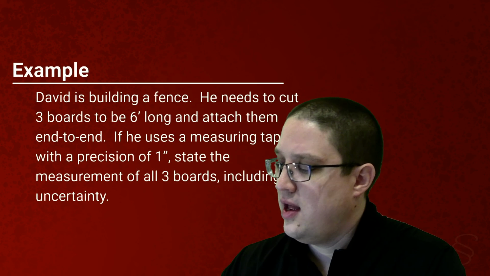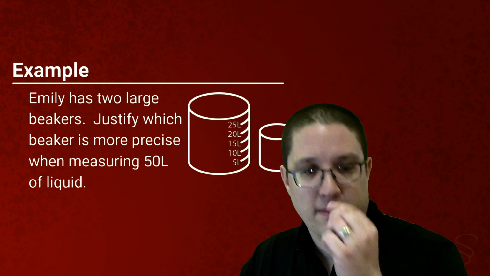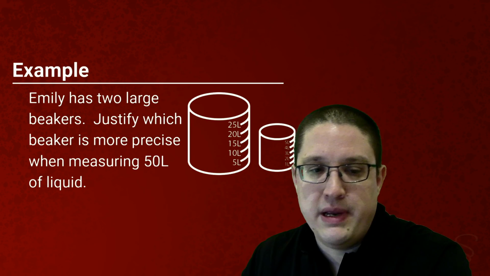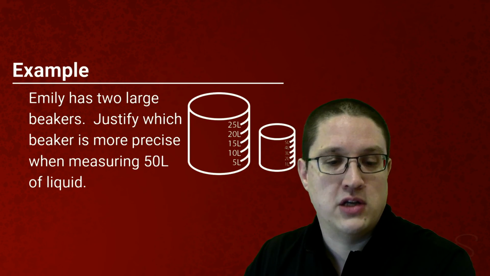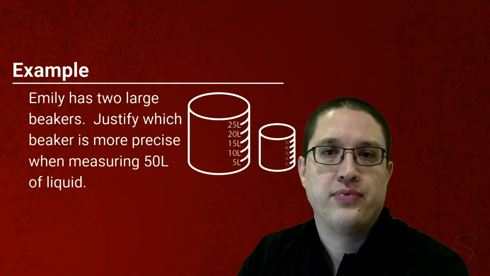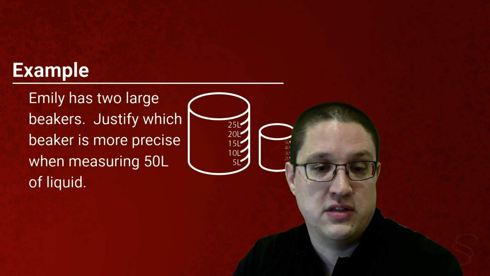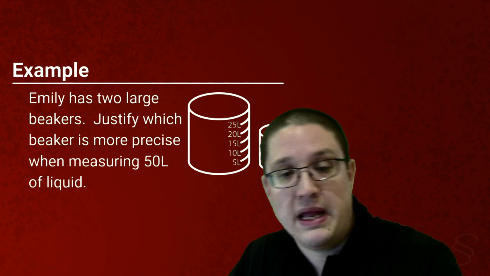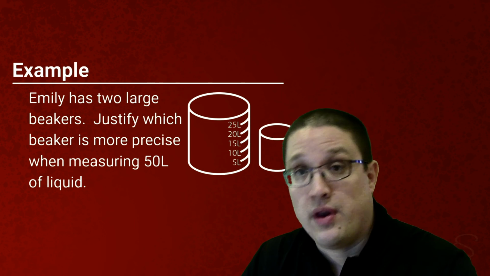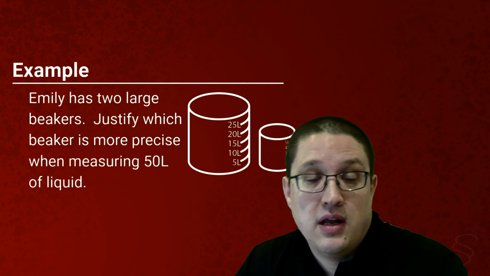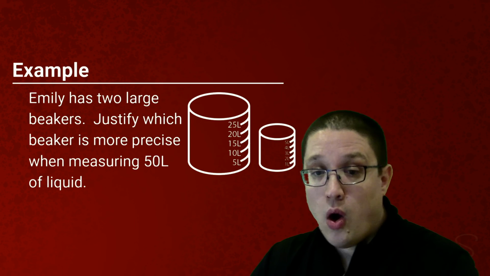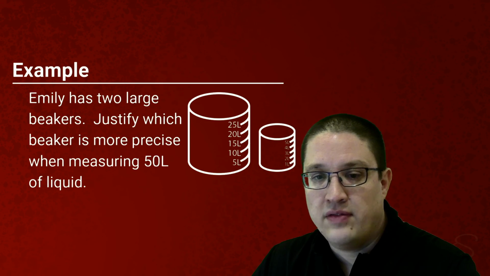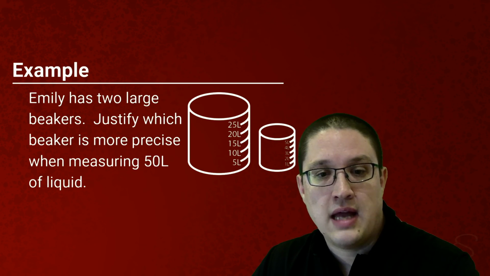Now let's take a look at one more example here. Emily has 2 large beakers. Justify which beaker is more precise when measuring 50 liters of liquid. If I'm trying to measure 50 liters of liquid, this would be fairly straightforward because I could use the big container, which has a capacity of 25 liters. I could measure it and use it twice. Or I could use the small container, which has a capacity of 5 liters, and use that 10 times.